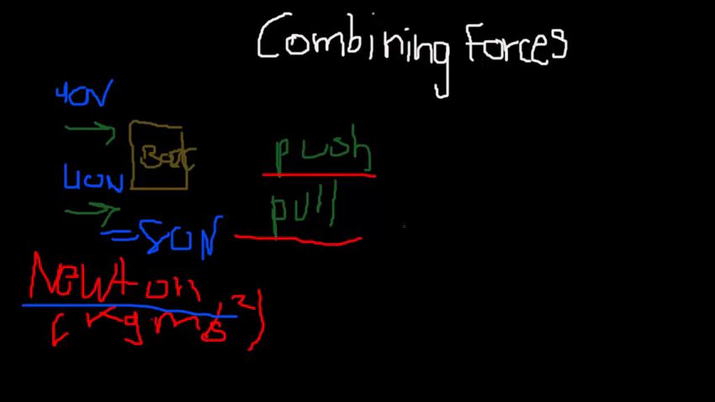By net force, don't be confused. All a net force is, is the overall force that is on an object. In this case, it would be 80 newtons on this box because of these forces acting upon it. And some rules about combining forces is that forces in the same direction add together. Therefore, forces in the opposite direction subtract.